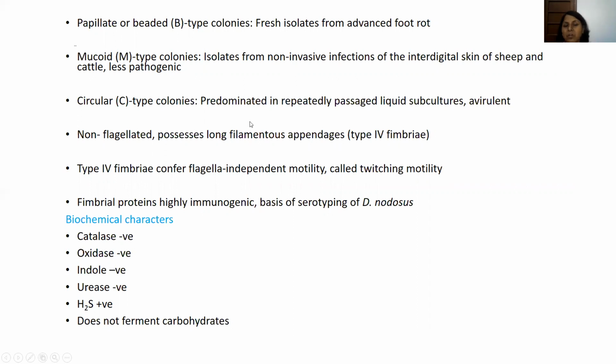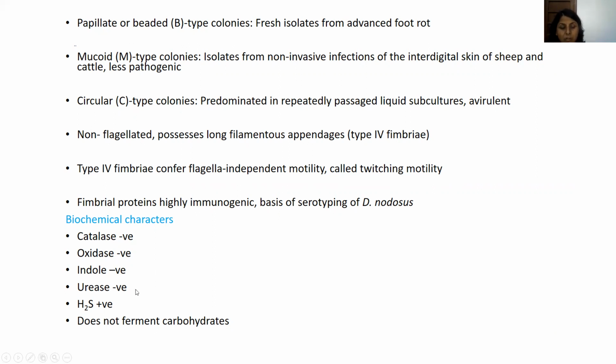And circular type colonies are present when subcultured repeatedly in liquid media, and these are avirulent colonies. And these have type 4 fimbriae. These are non-flagellated, but having type 4 fimbriae, these provide a specific movement, twitching motility, which is flagella independent motility. And fimbrial proteins are highly immunogenic, and this is the basis for the serotyping. And these are some of the biochemical characteristics.